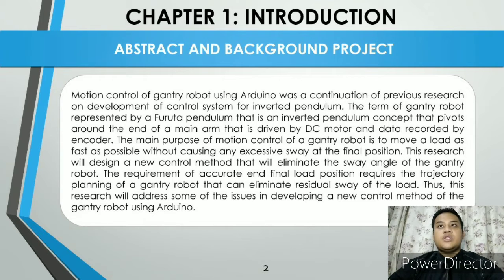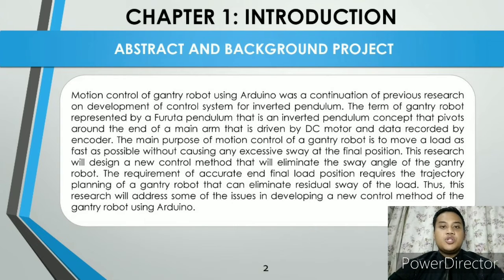Motion control of rotational crane robot using Arduino was a continuation of previous research on development of control system for inverted pendulum. The rotational crane robot is represented by a full-rota pendulum, that is an inverted pendulum concept that pivots around the end of the main arm that is driven by a DC motor, and the data is recorded by an encoder.